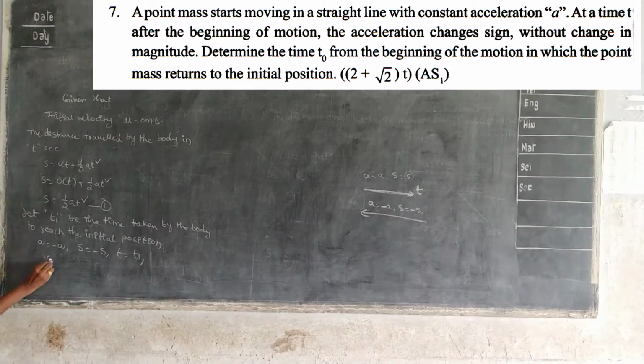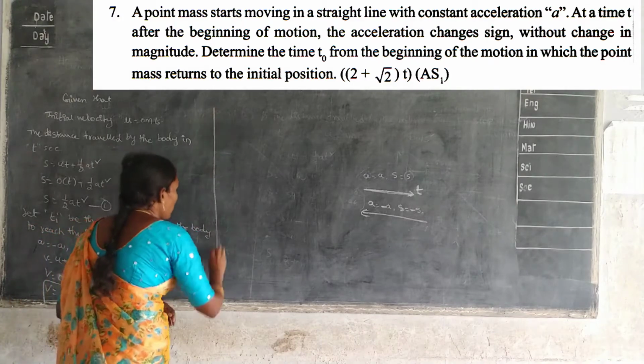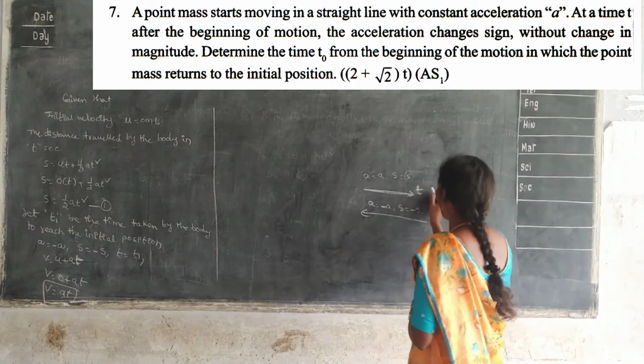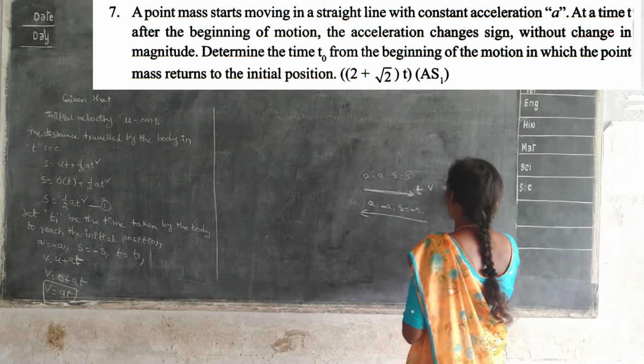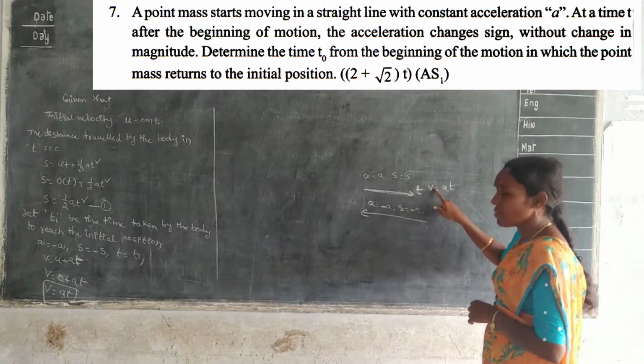Next, v is equal to u plus at. Here the final velocity should act as the initial velocity, so the initial velocity becomes 0. That's why v is equal to 0 plus at, so v is equal to at. Up to here, final velocity v is equal to at.